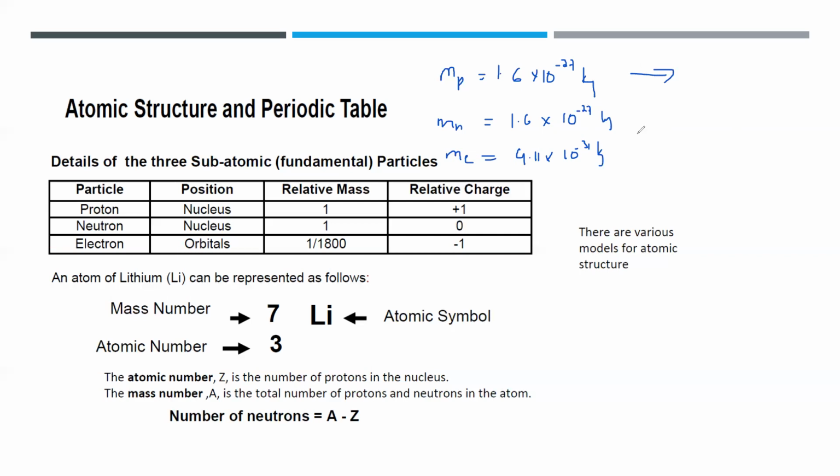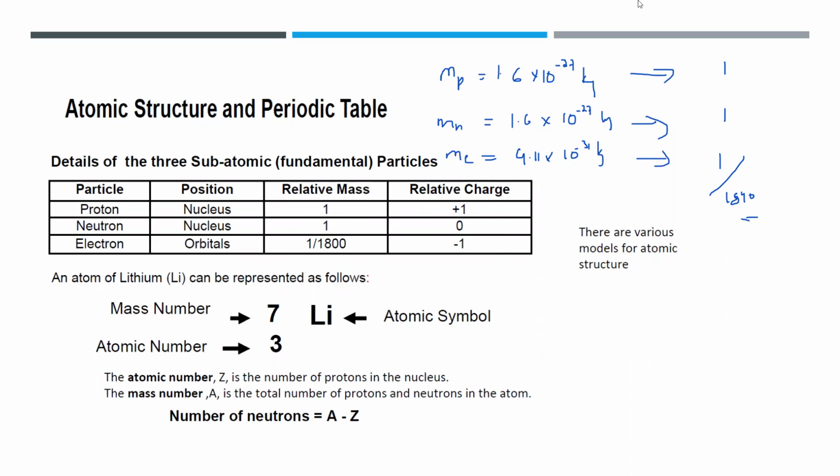But when we take the simplest ratio, we divide each value by 1.6 × 10^-27. So what do we get? We get 1 here, 1 here, and here we get 1 divided by 1840. But they rounded it off to 1800, though the actual value is like 1840 or 1837. That's the relative mass, or comparative mass. Because neutron and proton have identical mass, that's why it is written 1 and 1. The electron is the lightest one, the ratio is 1 divided by 1800 or 1840.